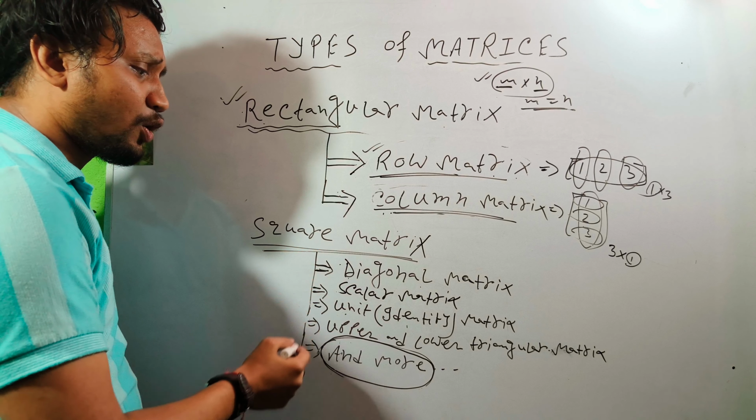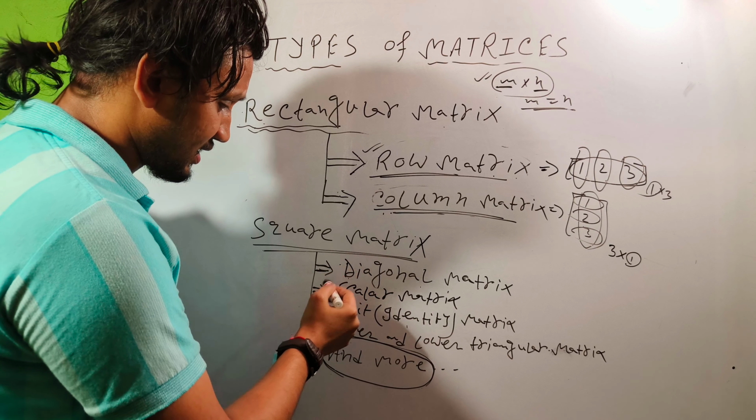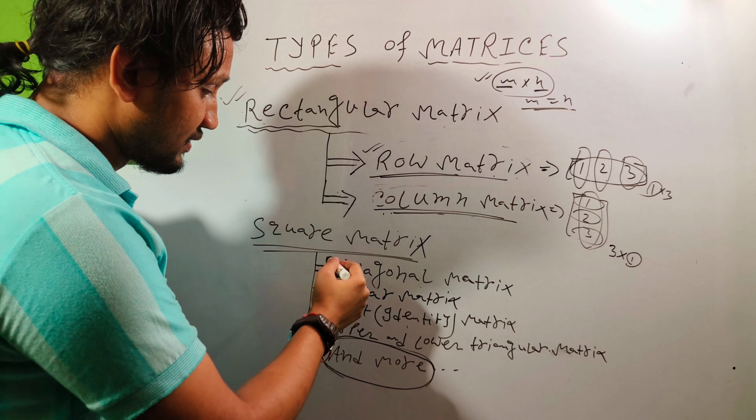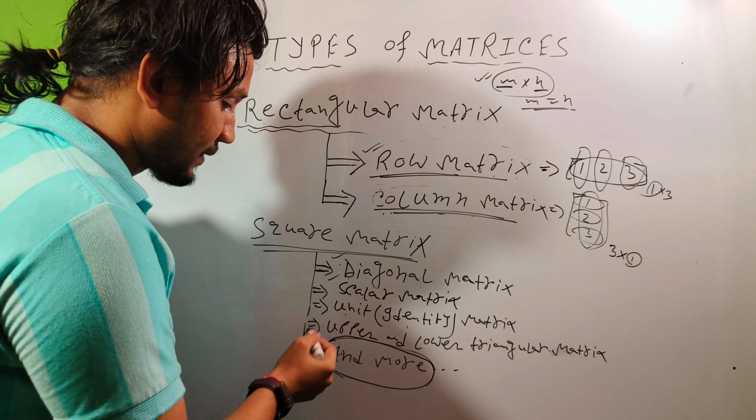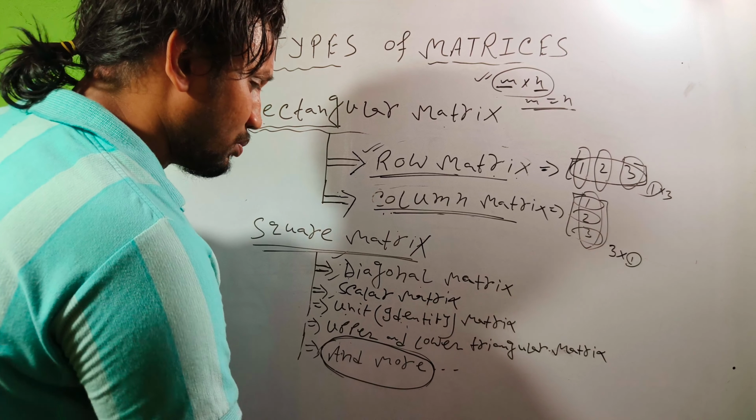Square matrices are of different types, and among them there are few matrices which we are going to discuss now. That is diagonal matrix, scalar matrix, unit or identity matrix, upper lower triangular matrix, and more. Okay.